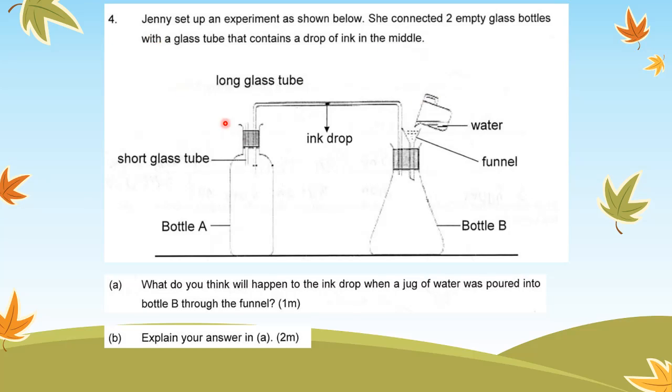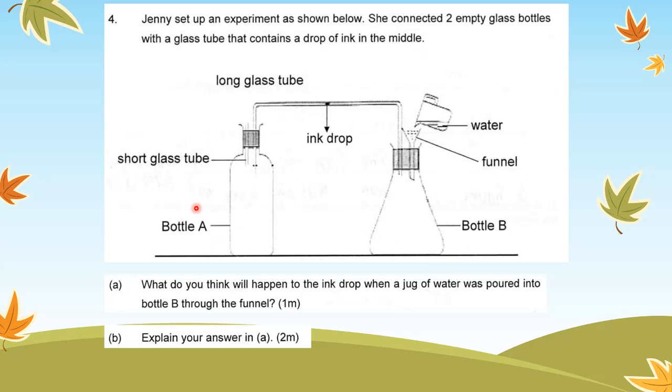It's question 4. Okay, question 3 I skip. Now, Jenny set up an experiment as shown below. She connected 2 empty glass bottles with a glass tube that contains a drop of ink in the middle. Then we have a short glass tube. Okay, then we have a tube here connecting the 2 glass bottles. We have a funnel here and we have water from a jug pouring in.